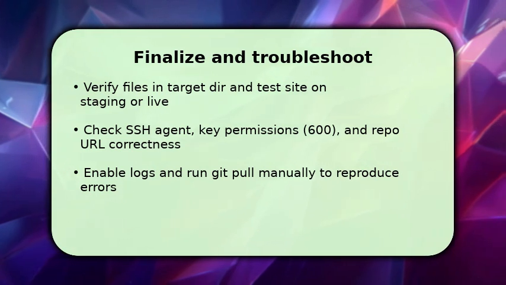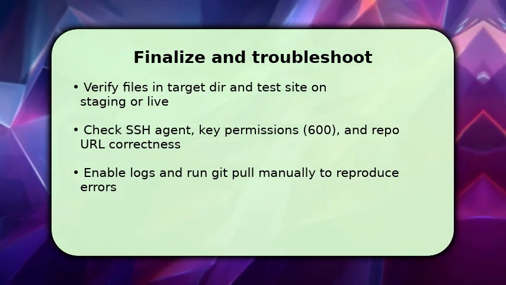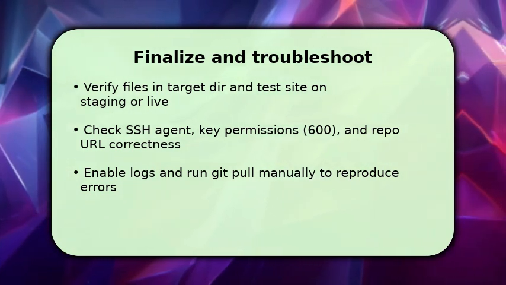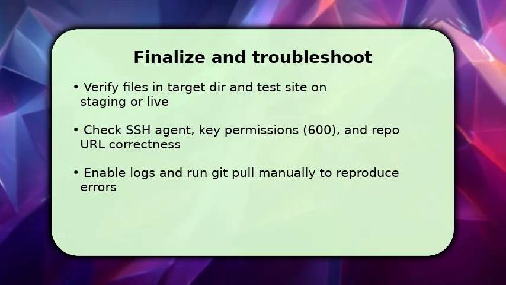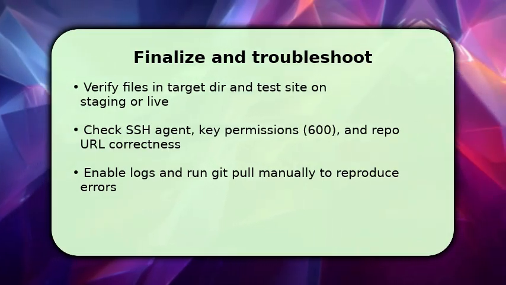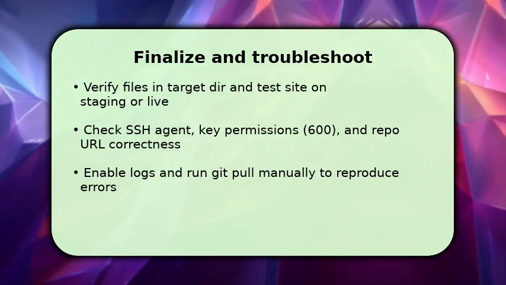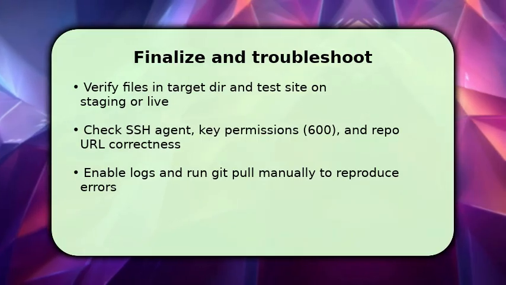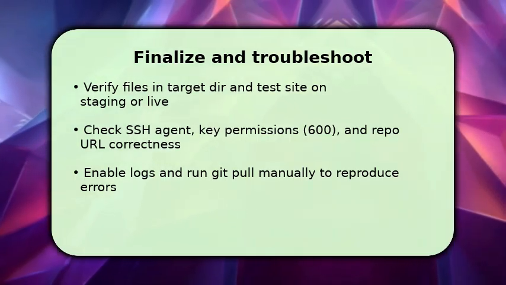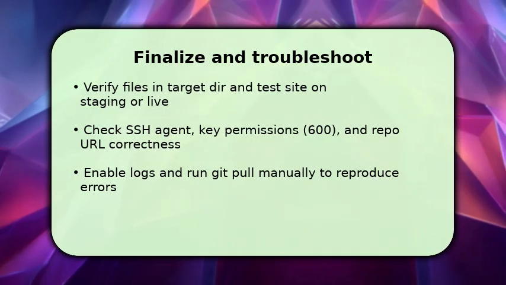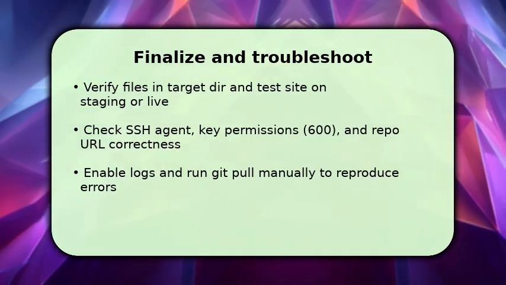If something goes wrong, check SSH connectivity first with ssh -T git@github.com, and ensure private key permissions are 600 and the key is added to the agent. Also inspect cPanel error logs and run git pull manually in the terminal to see errors. Once you fix the reported issue, rerun the deploy or trigger the webhook to update the live site.